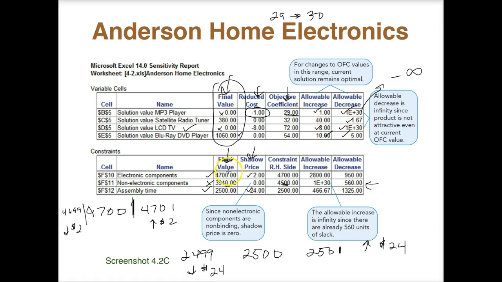For the non-electronic components, we don't have a shadow price because, of course, we didn't use up all of the components that we have. So we have some slack, and we have slack of 560 units here. So that's not really going to affect our profits. Okay?